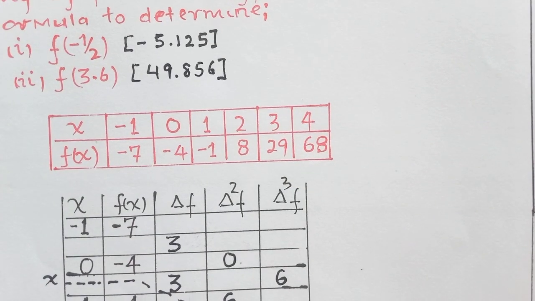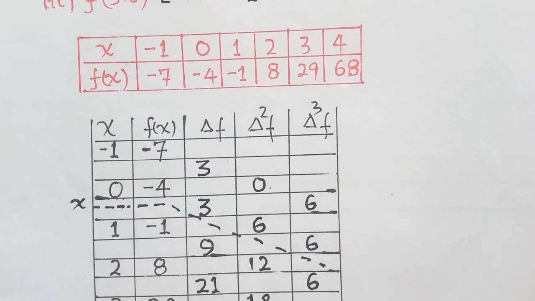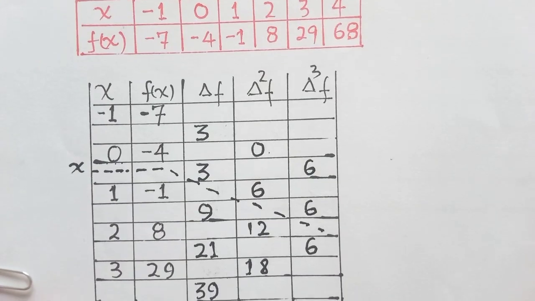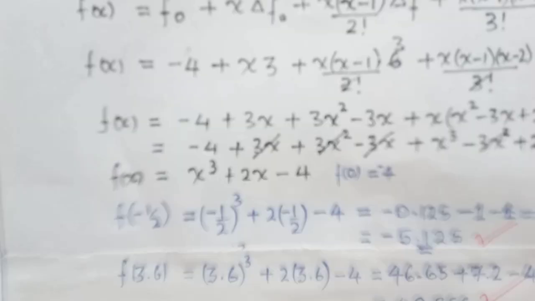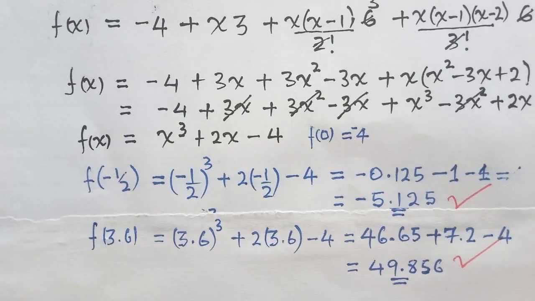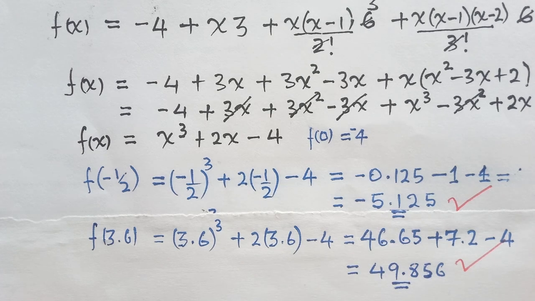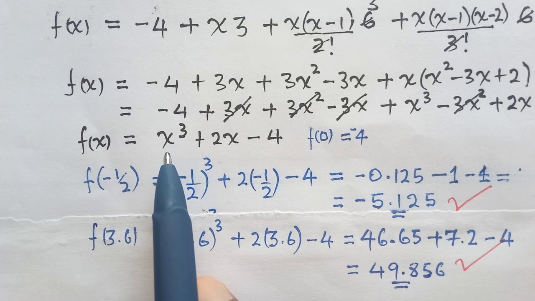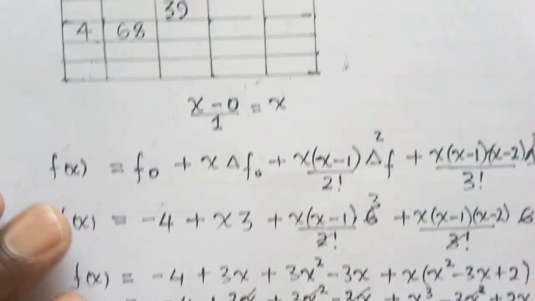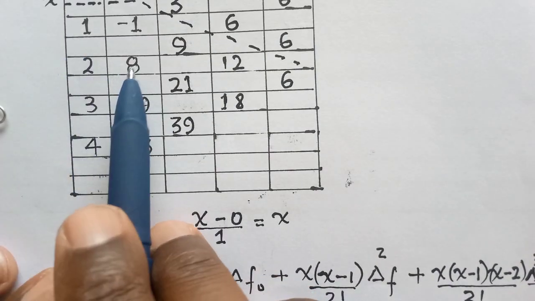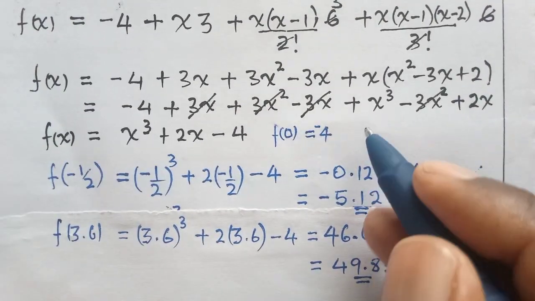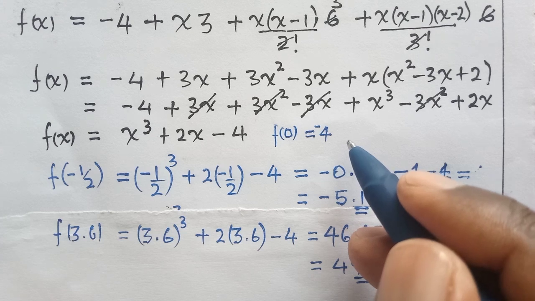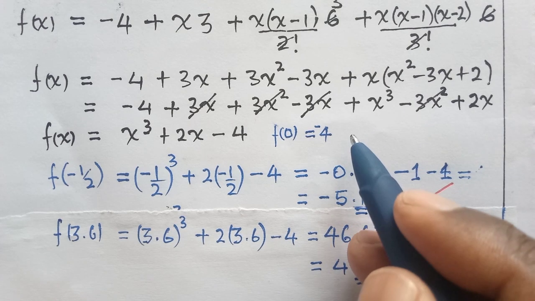Guys, we can still go and try another value in the table. For example, let's try 2 and see whether we can get 8. So we will come to this equation, guys. We put our x as 2 and see whether we shall get 8. We are still testing. This one is not required in solving the problem. You can do it for yourself.